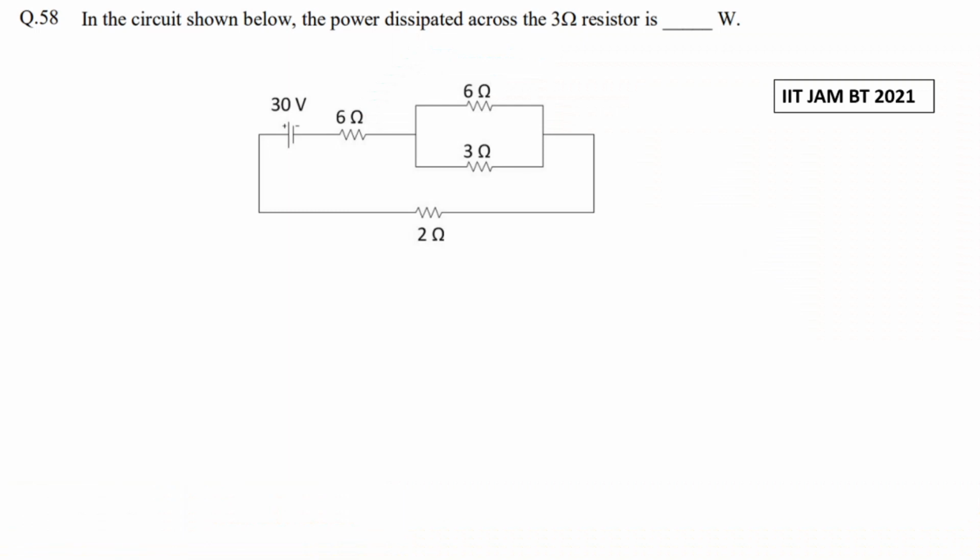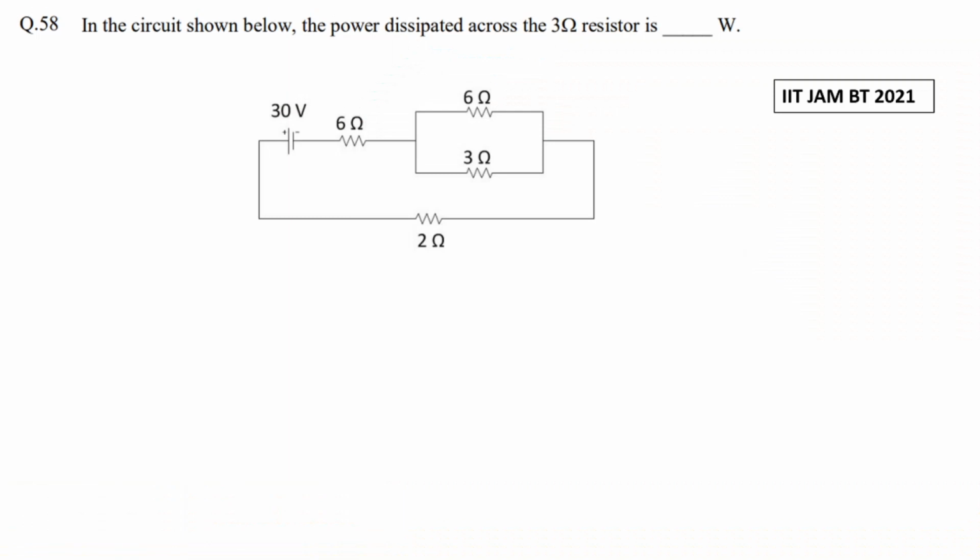So here is our question. Here you can see a circuit where a 30 volt battery power supply is connected, and here are 4 resistors. A 6 ohm and 2 ohm resistor are connected in series with the parallel circuit of 6 ohm and 3 ohm. So we need to first simplify this circuit, and then calculate the power dissipated across the 3 ohm resistor, that means this resistor.